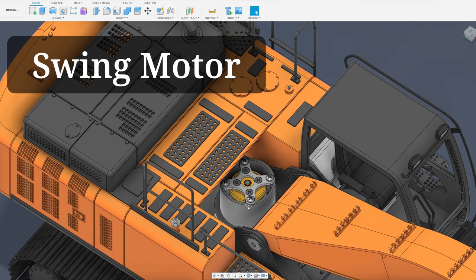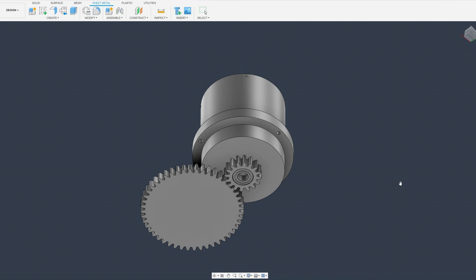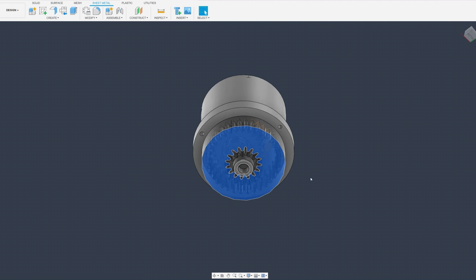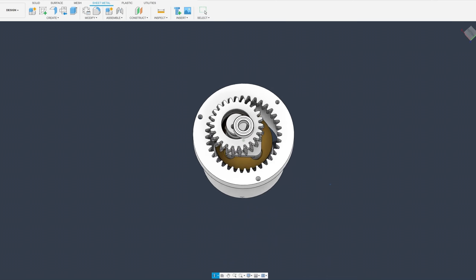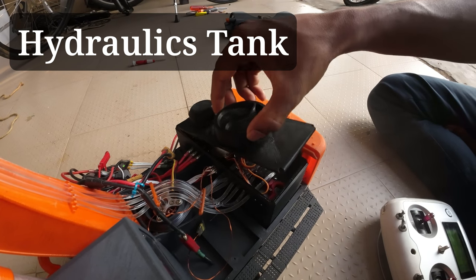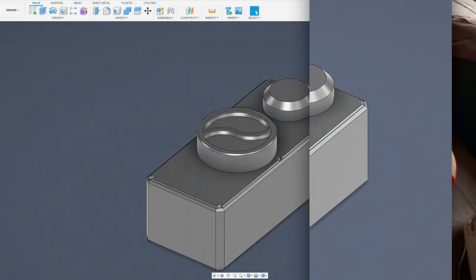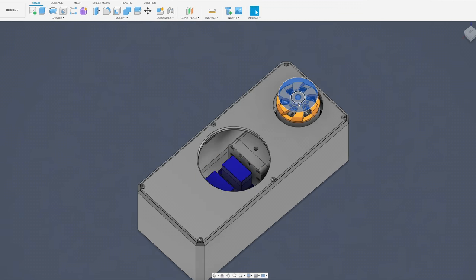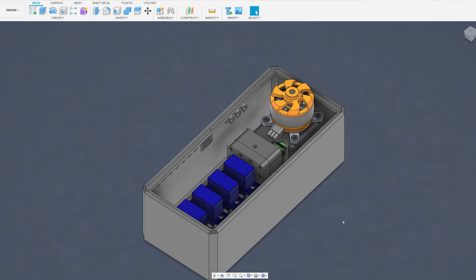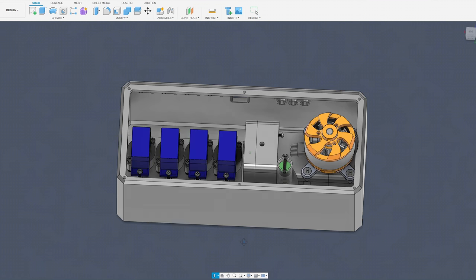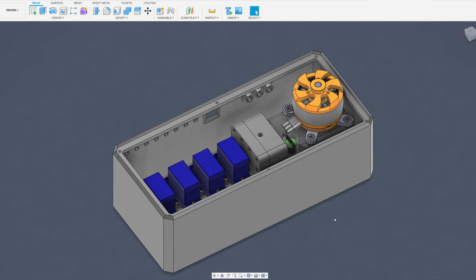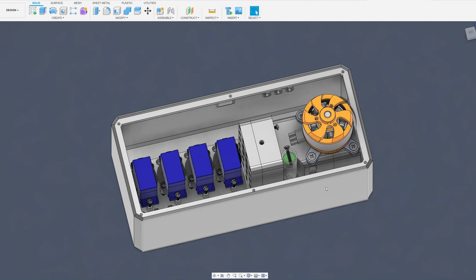Now we will have a look at the swing mechanism. Like the travel motor, this one also uses the ring ratio difference drive. The oil tank for the hydraulics. We have one pump and four valves for controlling the hydraulic actuator. As we noted before, our system is completely 3D printed, including the pump and the valves.